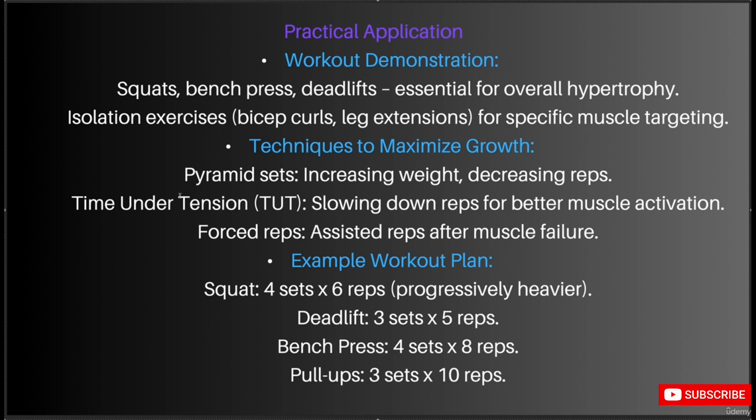Forced reps, assisted reps, or even hitting partials after your muscle hits failure is really great to get the maximum amount of hypertrophy needed. The example workout plan you have right here is squat, 4 sets, 6 repetitions, progressively heavier. Deadlift, 3 sets, 5 reps. You should not go heavy with this, bro. Bench press, pull ups, as you can see over here.